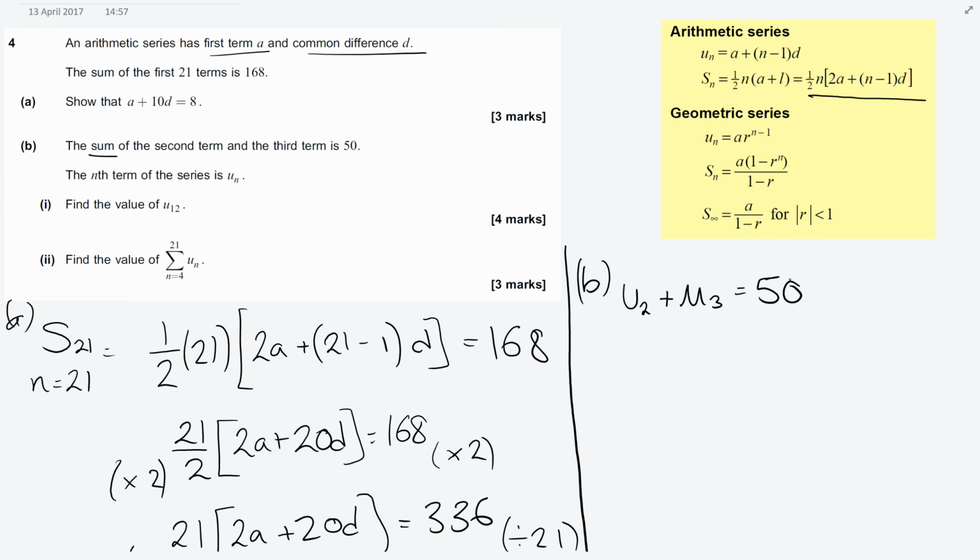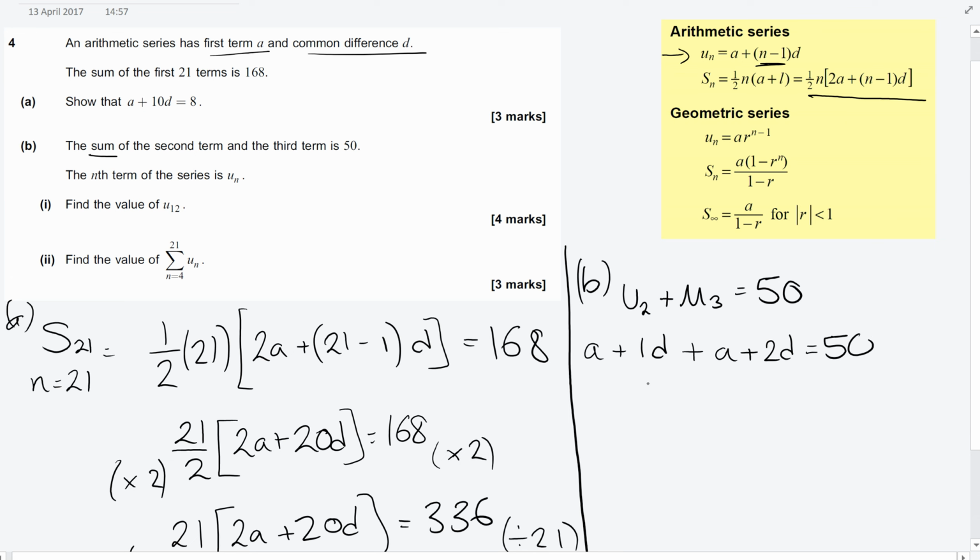Now U2 plus U3 is 50 doesn't give you any marks, but if you actually think about what that is, using the first formula here, U2 is a plus n minus 1 d. Now for U2, n here is 2, so 2 minus 1, which is 1d. Add that to U3, which is a plus n minus 1 d, so 3 minus 1, which is 2d, equals 50.